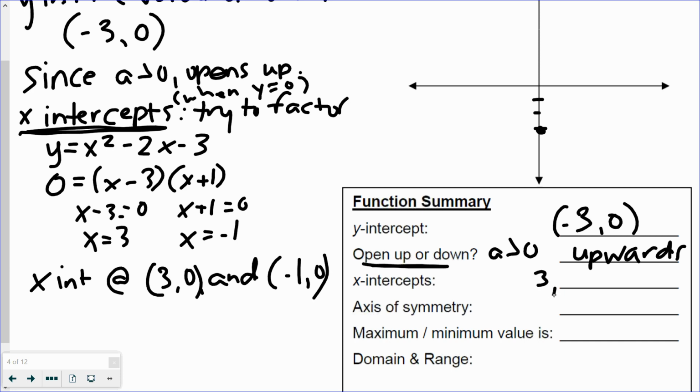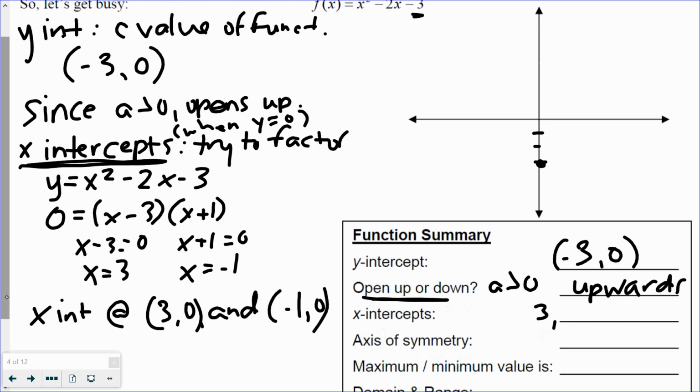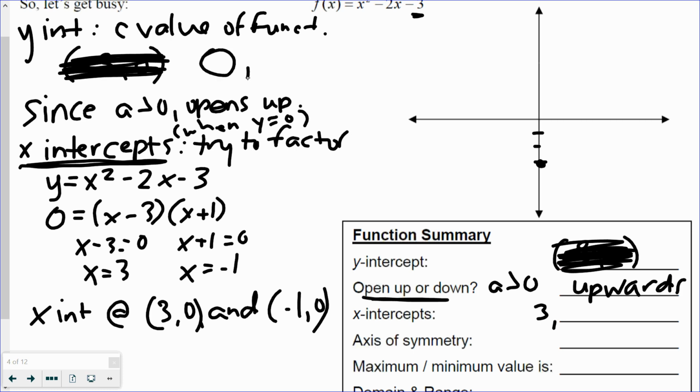Uh-oh. I goofed. Hopefully you're yelling uncontrollably at me, because this is definitely not a y-intercept. The y-intercept has an x value of 0, a y value of negative 3. At least I drew it right, but I wrote it down wrong. This is why I said maybe use my key when I put it up later. So sorry if you have to erase. Your y-intercept will have an x value of 0. So your x-intercepts, at least I was going right there, are at 3, 0, and negative 1, 0.